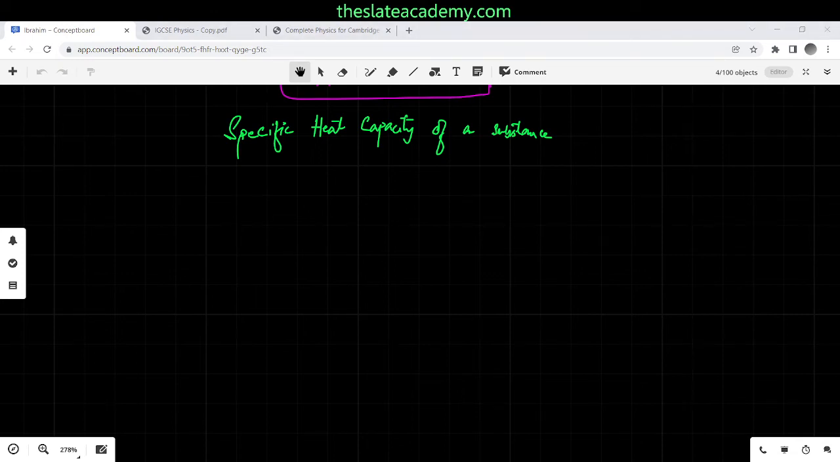Alright, specific heat capacity of a substance is the heat required to produce a 1 degree rise, a 1 degree centigrade rise, in 1 kg. Let me know when you've written this down.